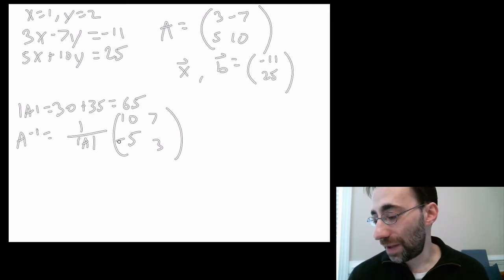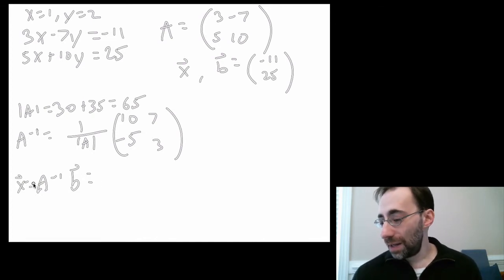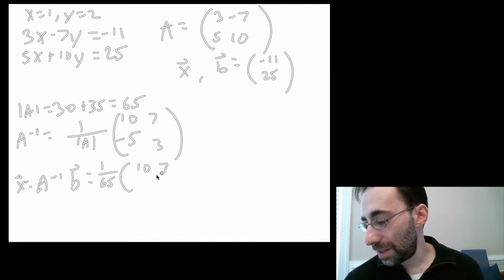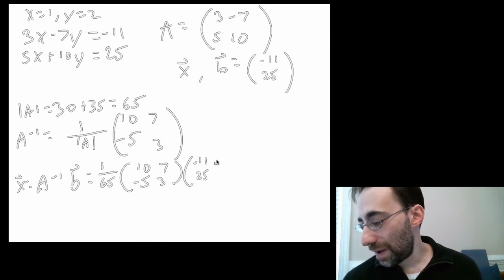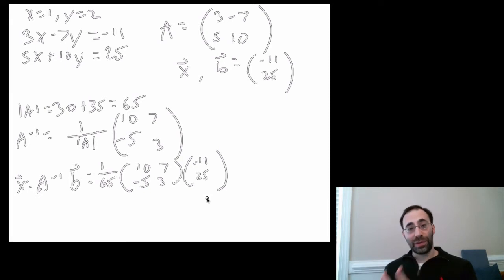So it's 1 over 65 times this. You multiply A inverse times B. That's going to be equal to X, your solutions. Well, what's that? That's 1 over 65 times [10, 7; negative 5, 3] times [negative 11, 25]. Again, I'm going to do this fast, but you should, at home, go through and make sure you can do this yourself. This is matrix multiplication.